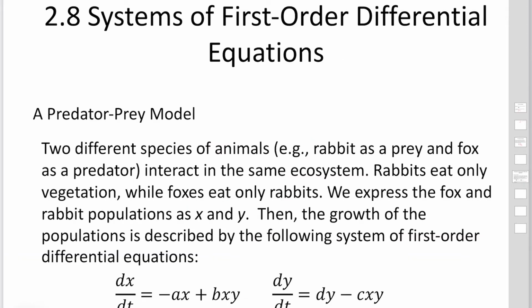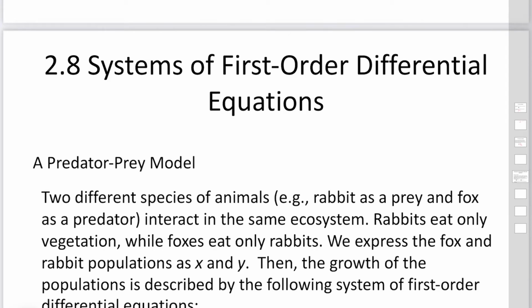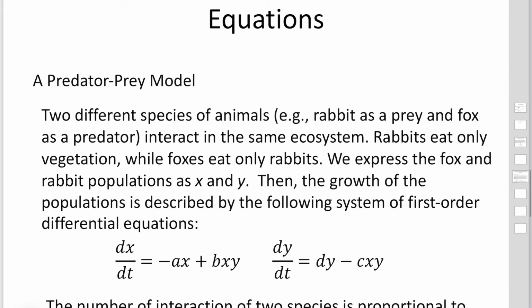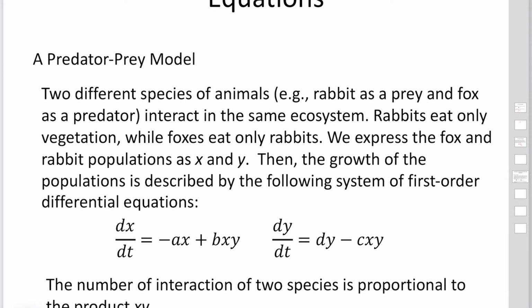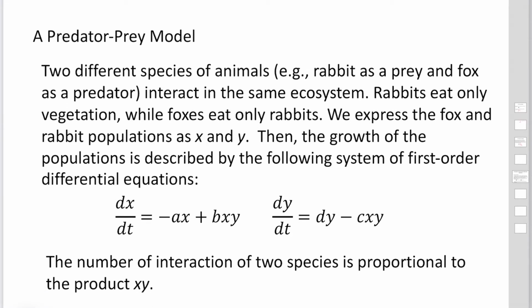Next topic is the systems of first order differential equations. Up to this point, we have considered only a single dependent variable. But sometimes we might have two or more dependent variables. Then we have two or more equations to find the dependent variables. This is one of the examples, a predator-prey model. Two different species of animals, for example, rabbit as prey and fox as predator, interact in the same ecosystem.